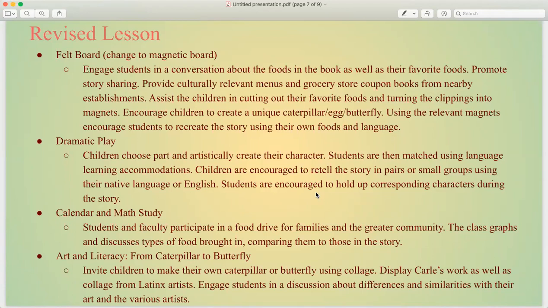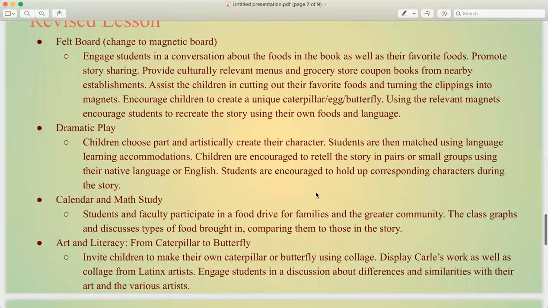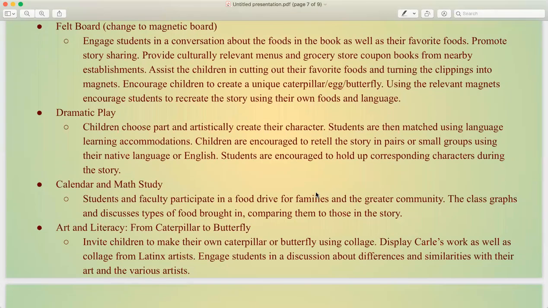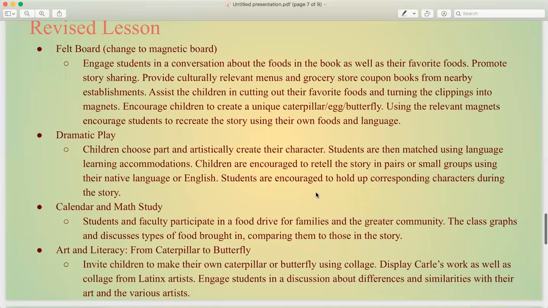Listening skills, comprehension, narration is all really hard to do if it's in a language you don't understand. So really just promoting the bilingual education through that one. The calendar and math study, I kind of wanted to break it out because I thought it was a little bit stale and boring, and seemed like a really good opportunity to get community and families involved.